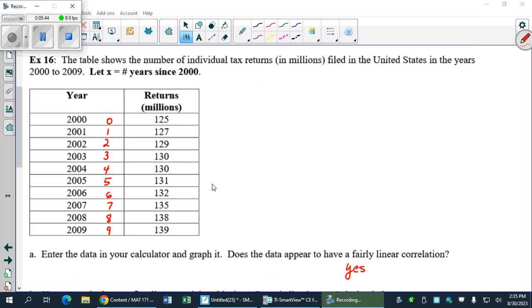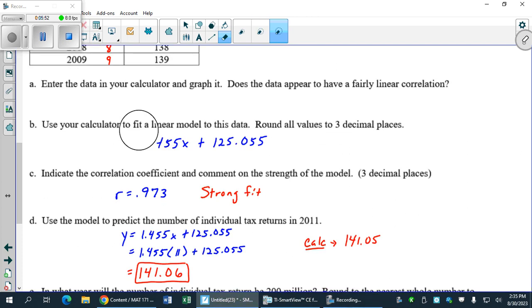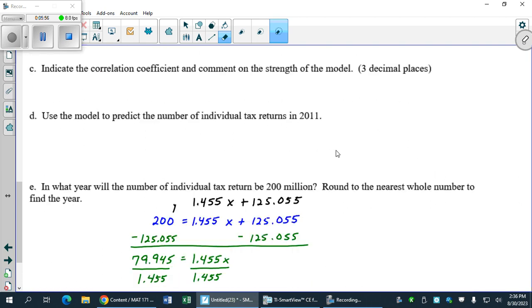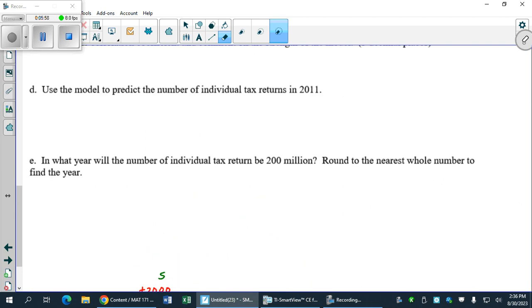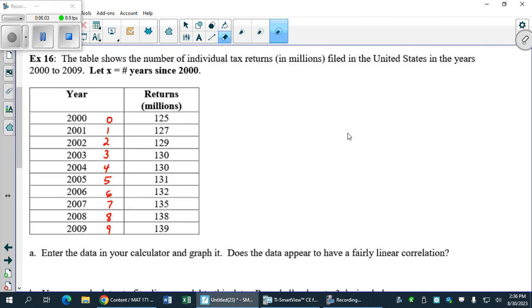And let's come on down to example 16, and let's do this one here together. Here, let me take a second and erase. Sorry about that. All right, come back up here. So here's our example 16. We'll do another one here together in the calculator. This is looking at the number of individual tax returns, measured in millions, that were filed in the U.S. from 2000 to 2009.